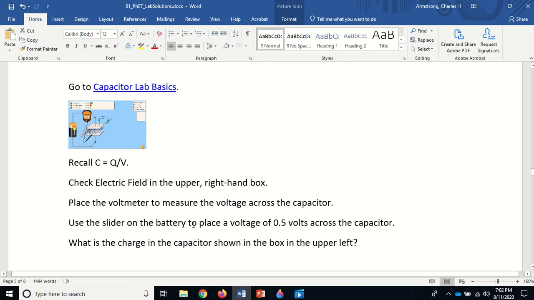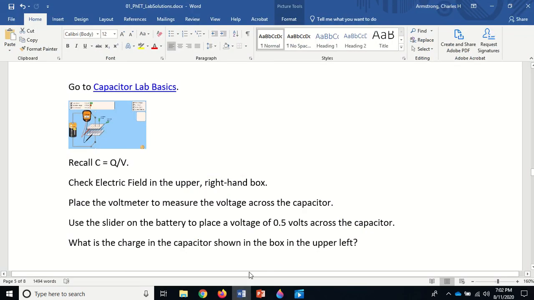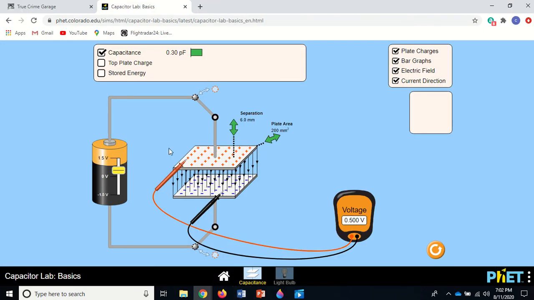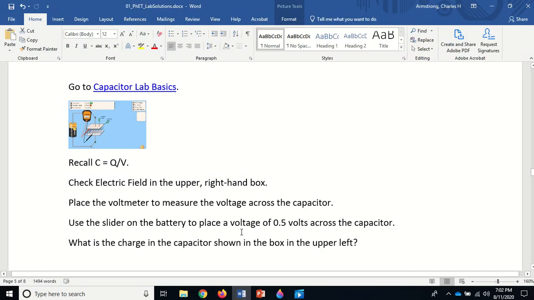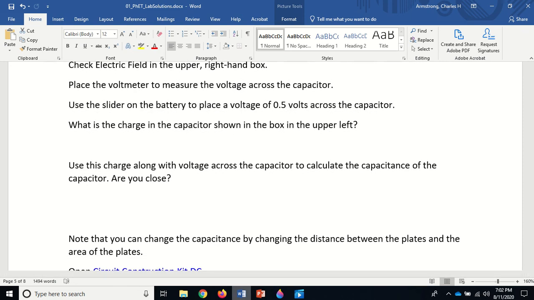Use the slider on the battery to place a voltage of 0.5 volts across the capacitor. Here's the slider. So I move it up, and there's 0.1, 0.5 is right there. It said 0.5, right? Yeah, 0.5 volts. So now we got the 0.5 volts across the capacitor. What is the charge on the capacitor shown in the box in the upper left?